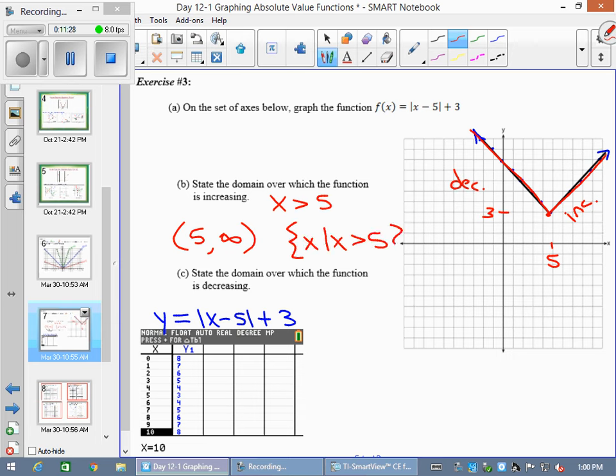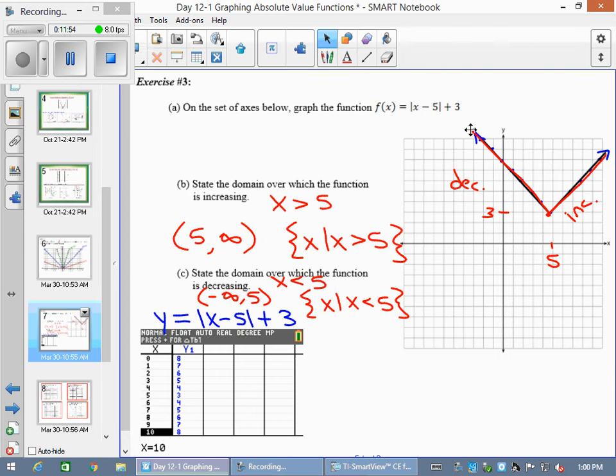Part C asks where is it decreasing. So if I again go back to my vertex x value, which is a 5, I can see it's decreasing to the left of 5. So that would be x is less than 5, or parenthesis negative infinity, comma 5, parenthesis, in interval notation. And in set notation, x such that x is less than 5. So you can choose whichever notation you prefer.